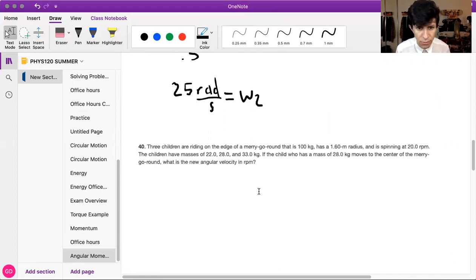Okay, let's read this problem. 3 children are riding on the edge of a merry-go-round that is 100 kilograms. So the merry-go-round is 100 kilograms, has a radius. So they give you the radius, 1.6 meters. So think about the merry-go-round like the person outstretched. Their whole radius from the center to the end is 1.6 meters, and their mass is 100 kilograms. They give you how fast they're spinning, but do notice the units. So they tell you that this merry-go-round is spinning at 20 RPM.